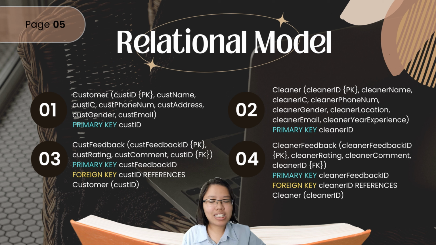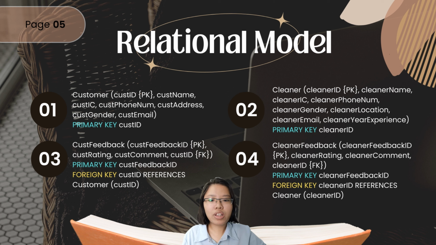The second one is cleaner. Cleaner has cleaner ID, cleaner name, cleaner IC, cleaner phone number, cleaner gender, cleaner location, cleaner email, and cleaner year experience. The primary key is cleaner ID. The third one is customer feedback. Customer feedback has customer feedback ID, customer rating, and customer comment. Its primary key is customer feedback ID.